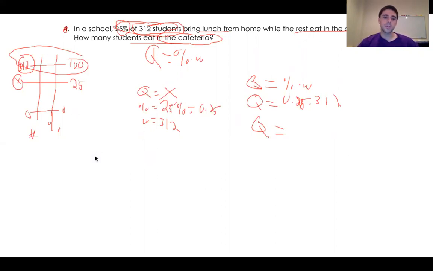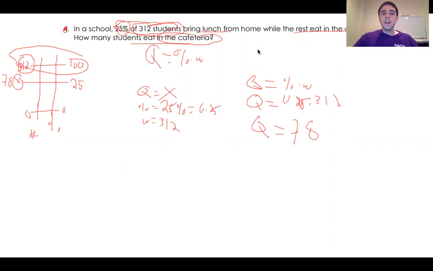0.25 times 312. What do we think? I got one person to get it. I want at least one more person to get it for me. That would be ideal. There we go. Awesome. We have 78 as our quantity at 25%.